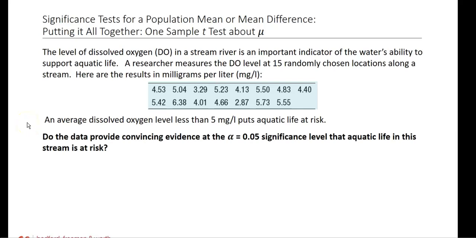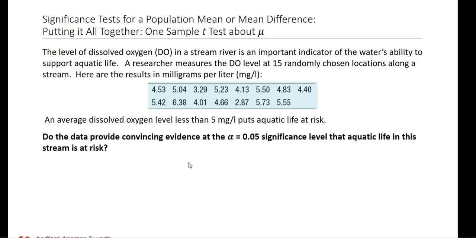Does the data provide convincing evidence that the aquatic life in the stream is at risk? So this is about the level of dissolved oxygen in a stream or river as an important indicator of the water's ability to support aquatic life. The researchers measured the DO, the dissolved oxygen level, at 15 randomly chosen locations along the stream. Here are the results. So they randomly selected 15 of these. An average dissolved level less than 5 puts aquatic life at risk, evidently. So let's keep that in mind.